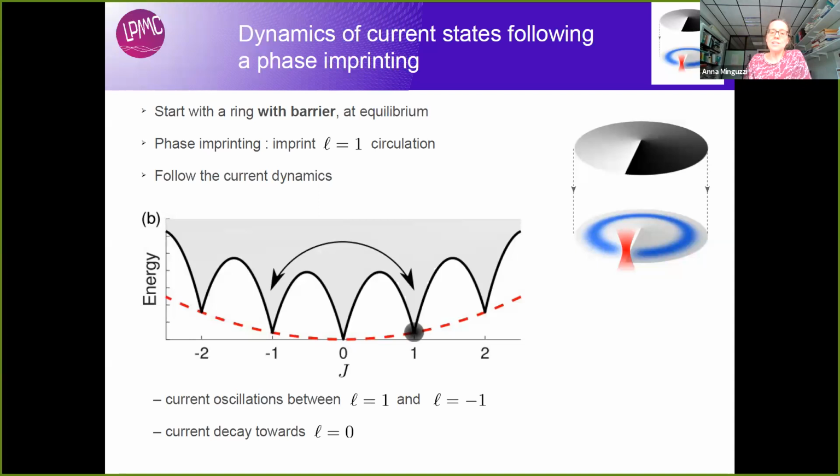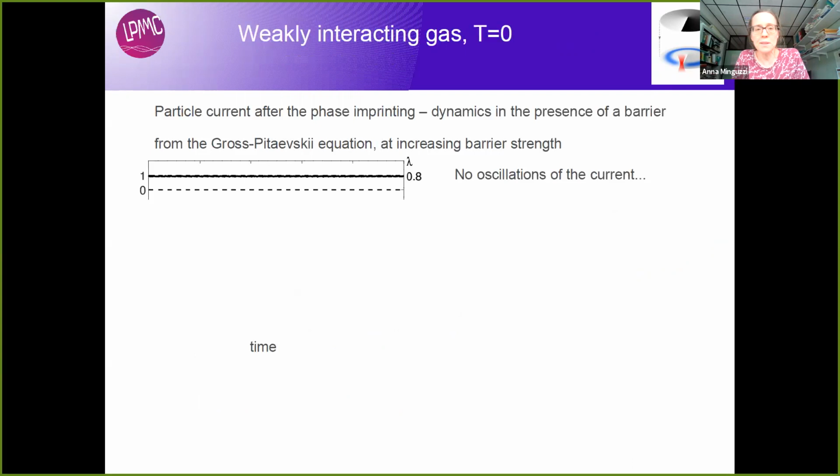Essentially, two things you may think of are the oscillations of the current, because you can oscillate between one and minus one, or you may imagine that this current will somehow decay and the bosons on the ring will stop rotating. So we have decided to follow the current dynamics, and this was done combining various methods, because the answer of what happens depends very crucially on the regime. The first regime that we have considered to warm up is the weakly interacting gas, and we can use the Gross-Pitaevskii equation to very good approximation.